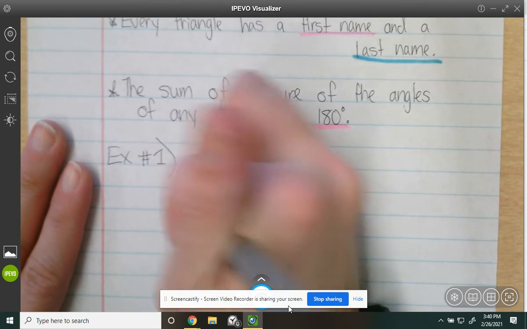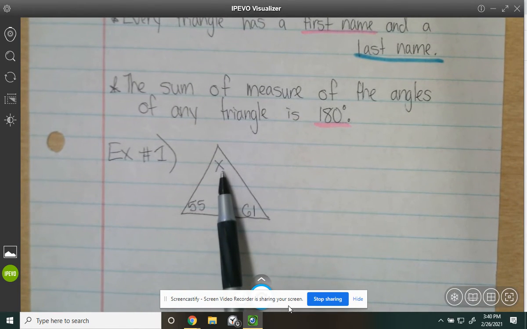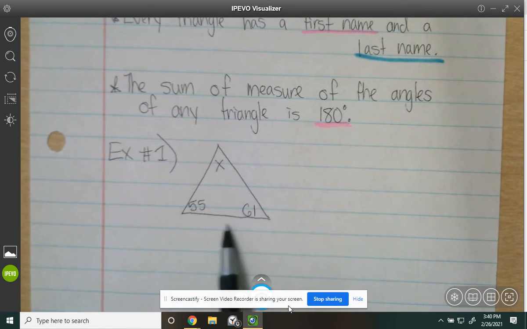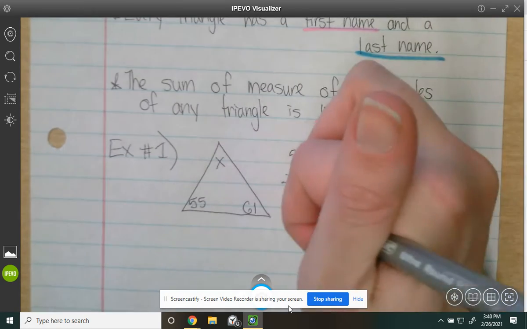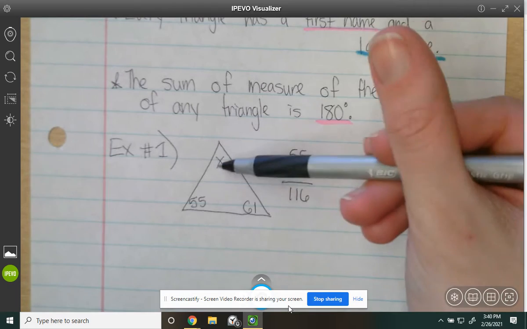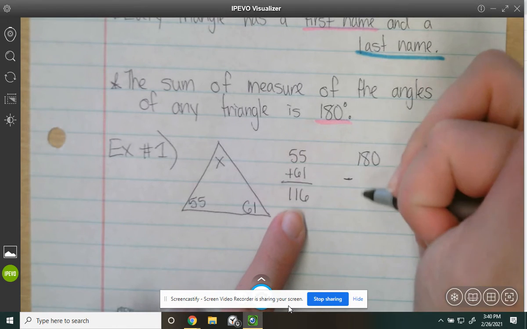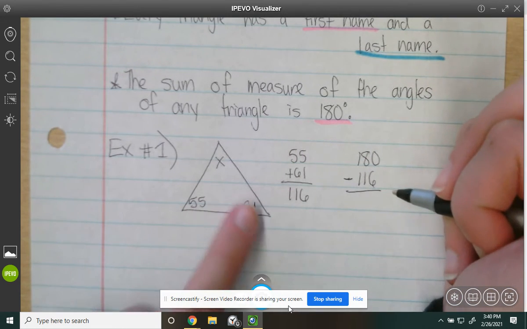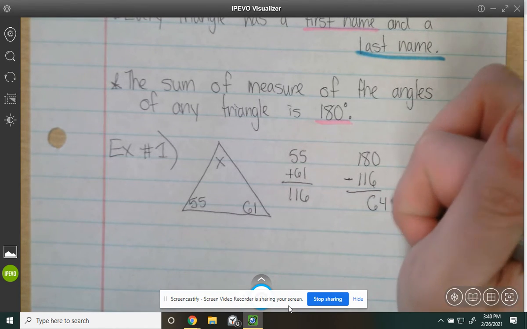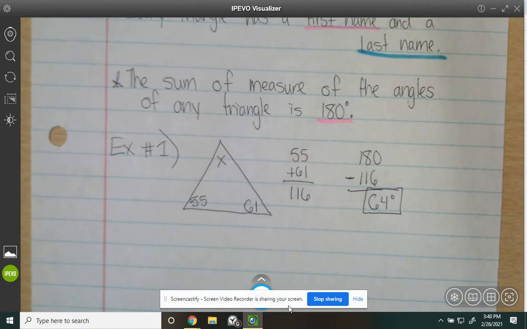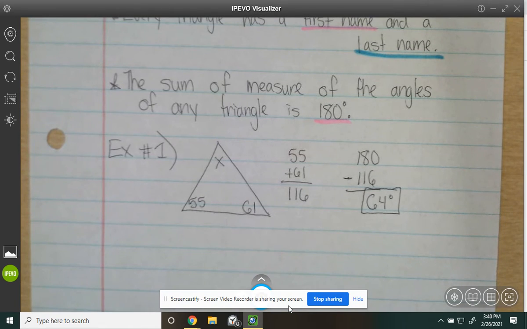X, 55, 61. I need to find this missing angle. So if I need to find a missing angle, I'm going to take the two angles that I do know and add them together. That gives me 116. And then if I know all three add together to be 180, I'm going to take 180 minus the two that I know. So I just combine those together. 180 minus 116 is 64. So you add what you know, and then take that total and subtract it from 180 every time. That's all you do.